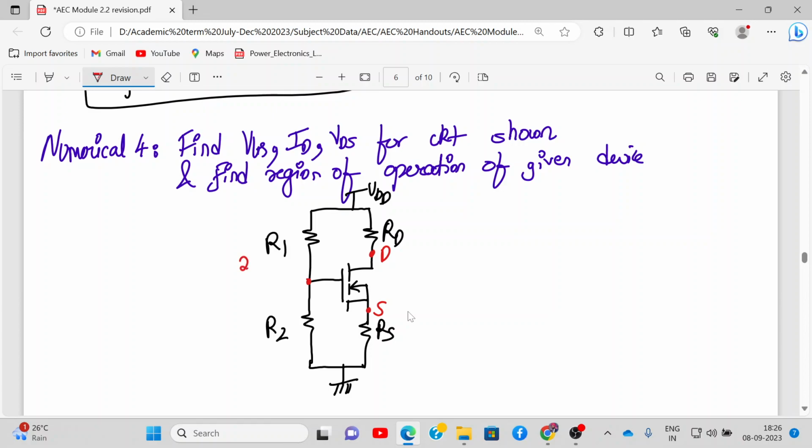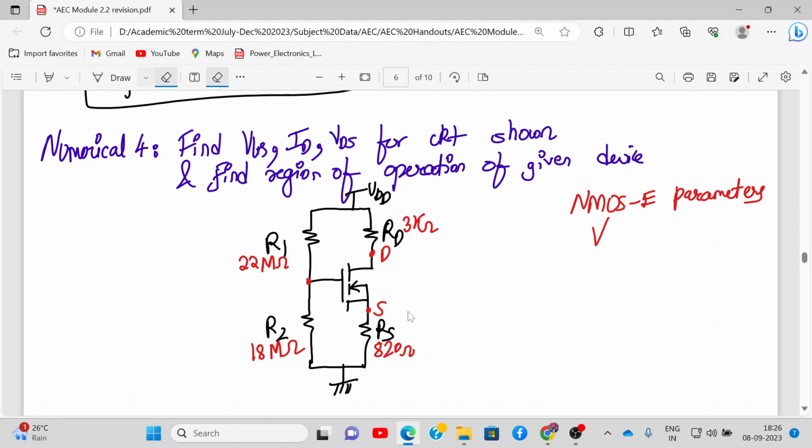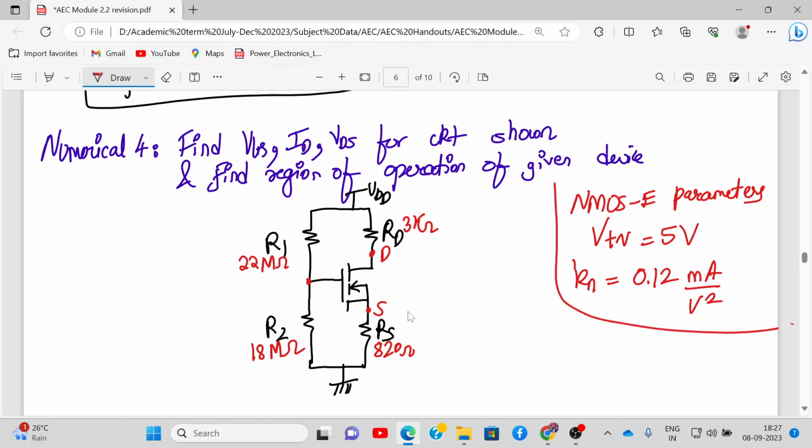R1 is 22 mega ohm, R2 is 18 mega ohm, RS is 820 ohm, RD is 3 kilo ohm, and the NMOS E-type parameters are VTN is 5 volt and Kn is 0.12 milliampere per volt square. Okay, this is the given data.